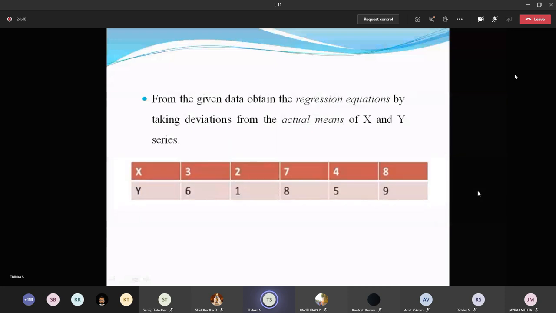And here we have the example. From the given data, obtain the regression equations by taking deviations from the actual means of x and y series. So you have to calculate two equations, x on y and y on x, using the actual means of x and y. So you have to calculate the regression lines with the use of x bar and y bar. You are given the x variables and the y variables as 3, 2, 7, 4, 8 for x and 6, 1, 8, 5, 9 for y.